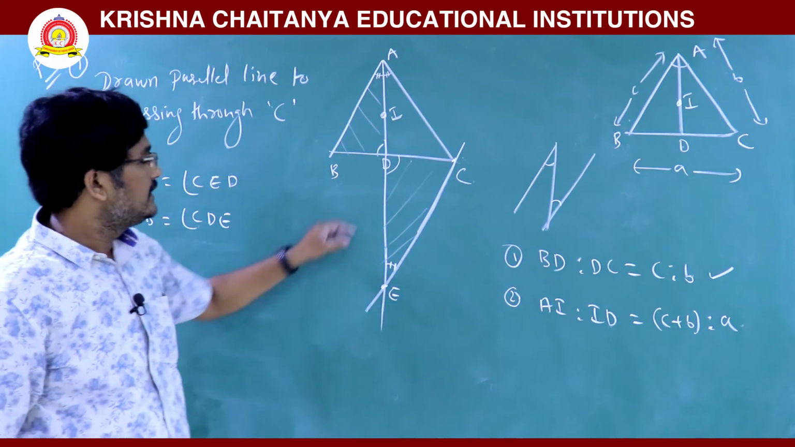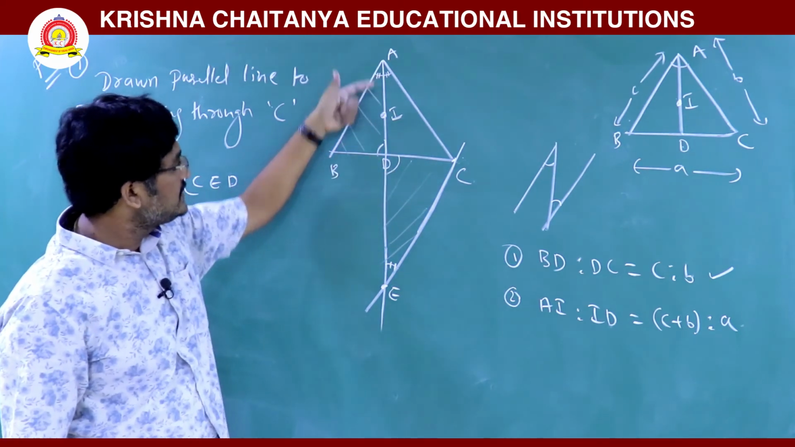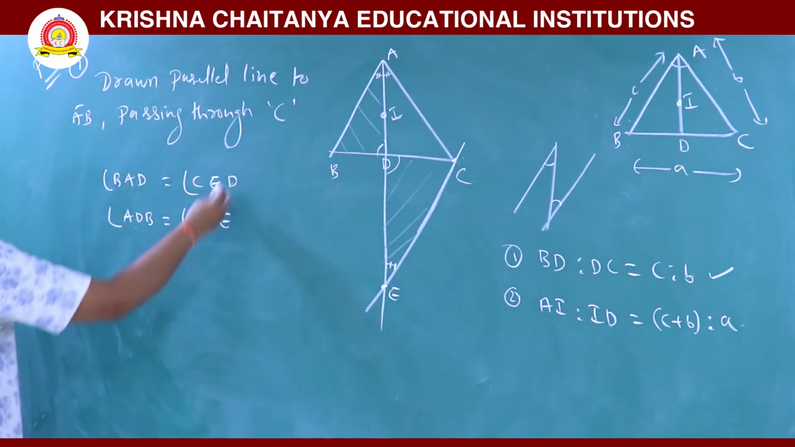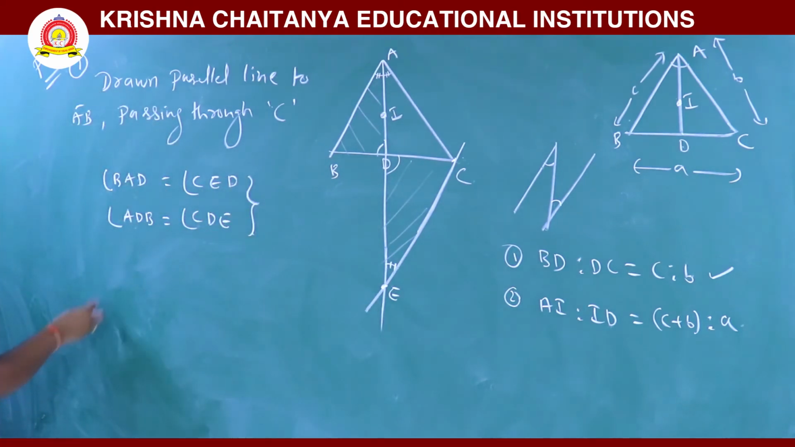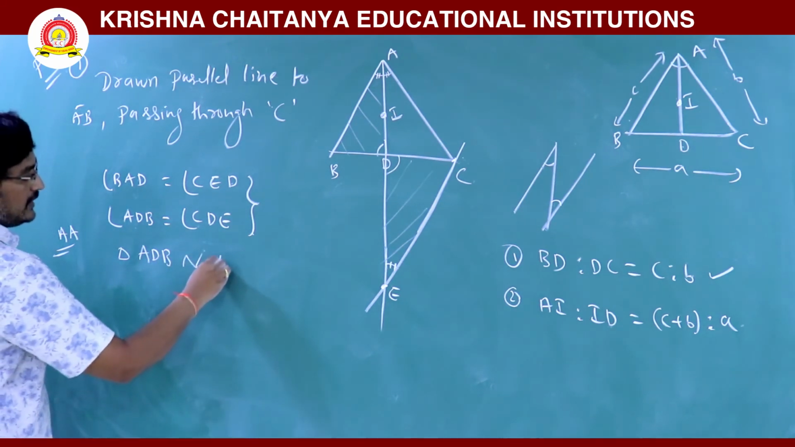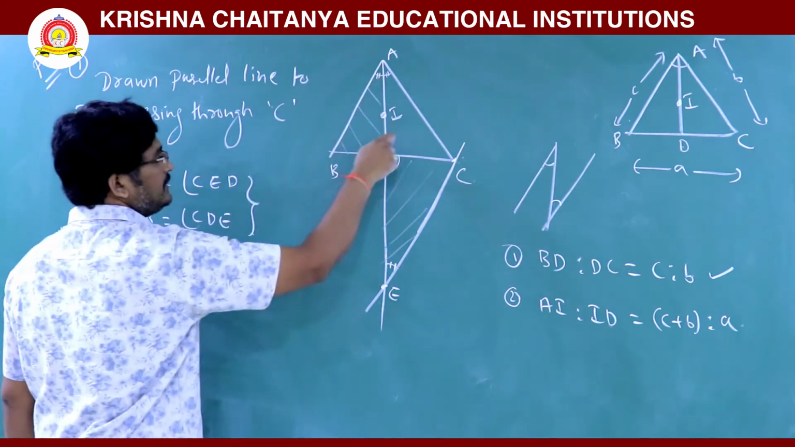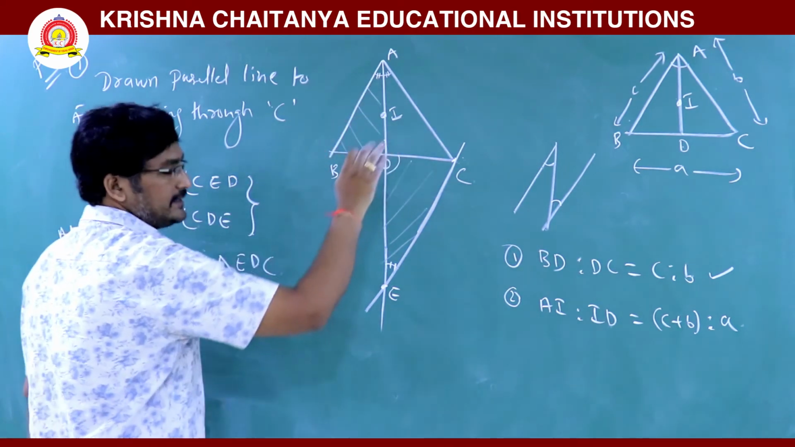By AA criteria, in this one these two are the same, and in this one these two are the same. So by the observation of these two, by the angle criteria, we have to say triangle ADB is similar to triangle EDC.